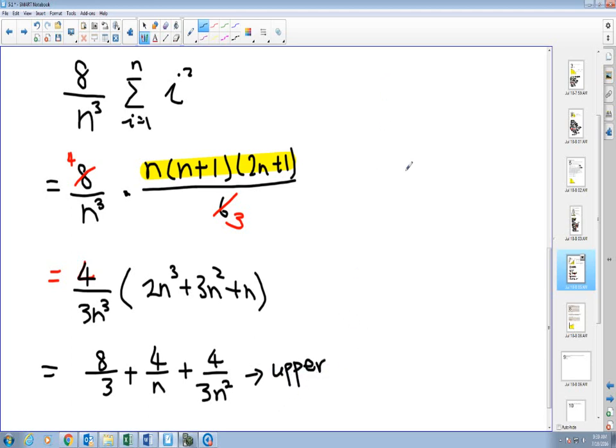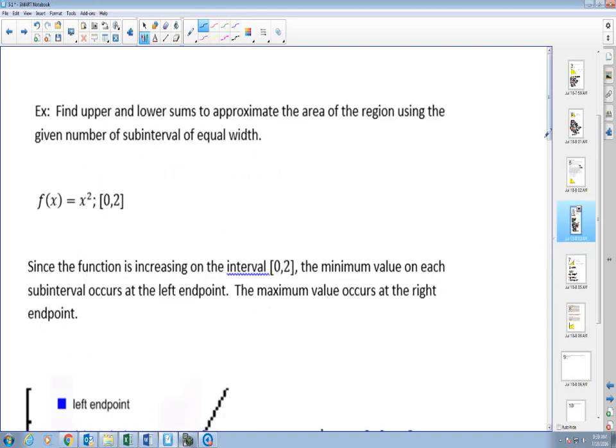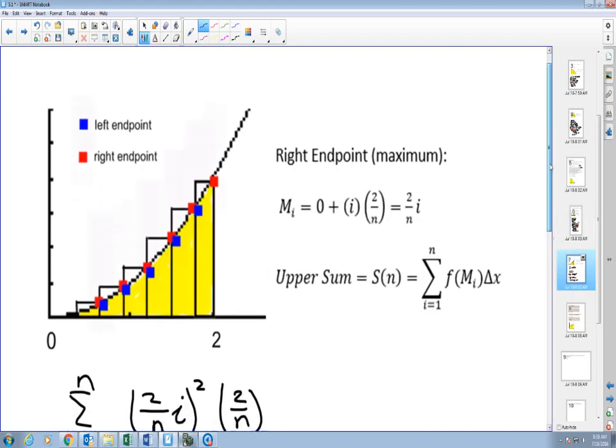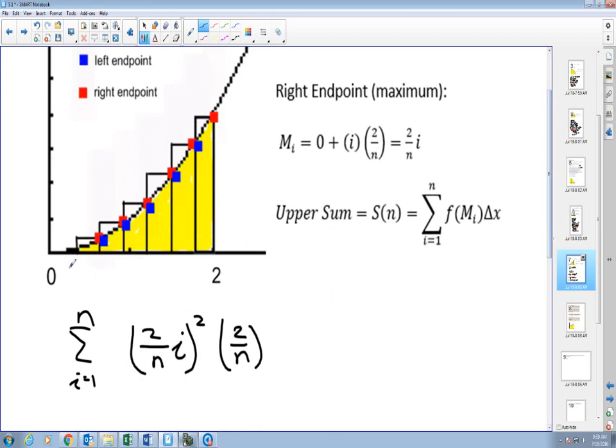Alright, so the upper sum and lower sum will be different based on whether the function is increasing on the interval or decreasing on the interval. So I showed you both examples now. Hopefully just keep an eye on that when you try some of these problems in the study guide.